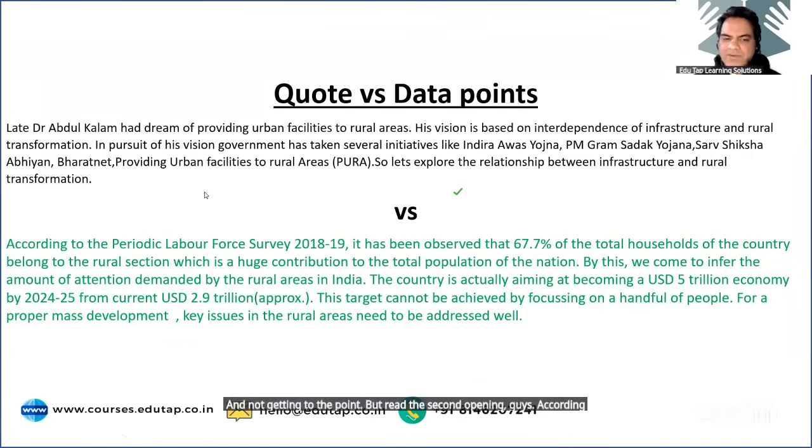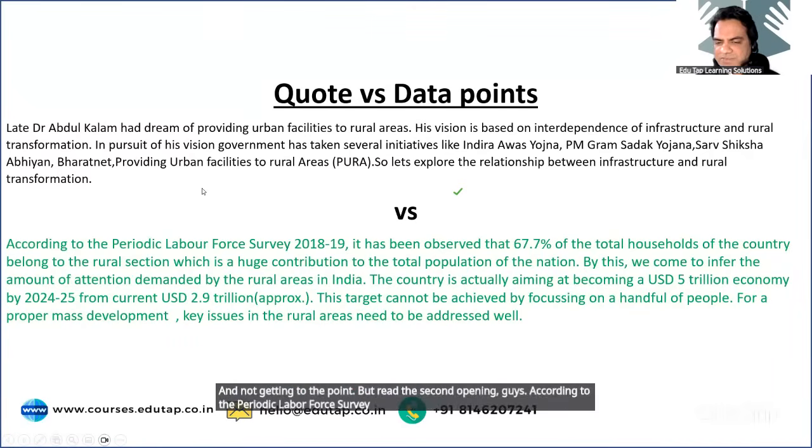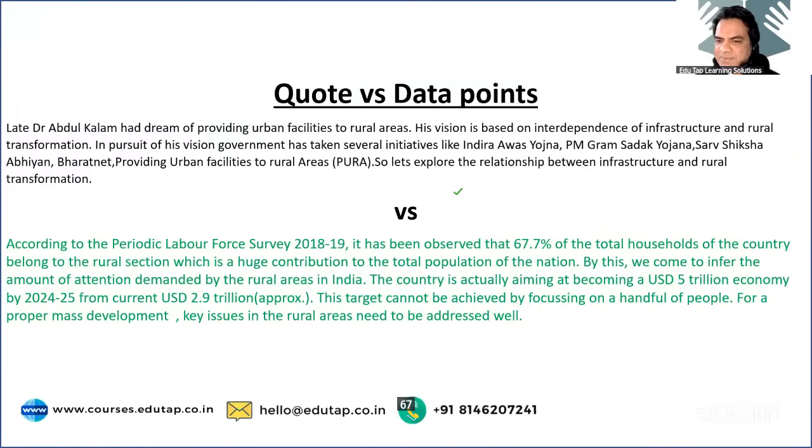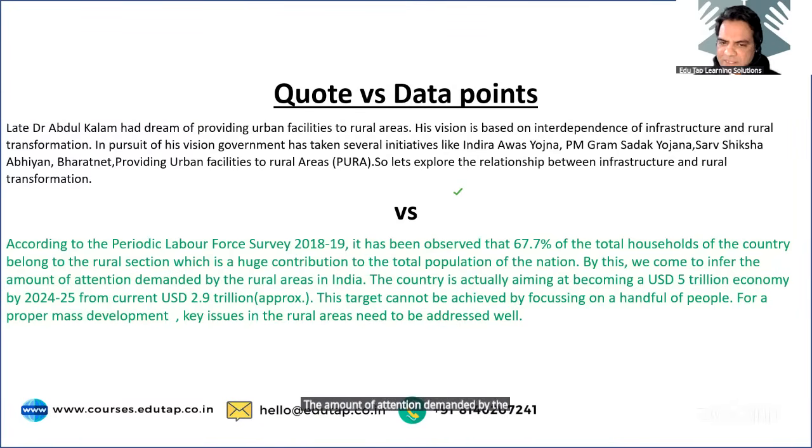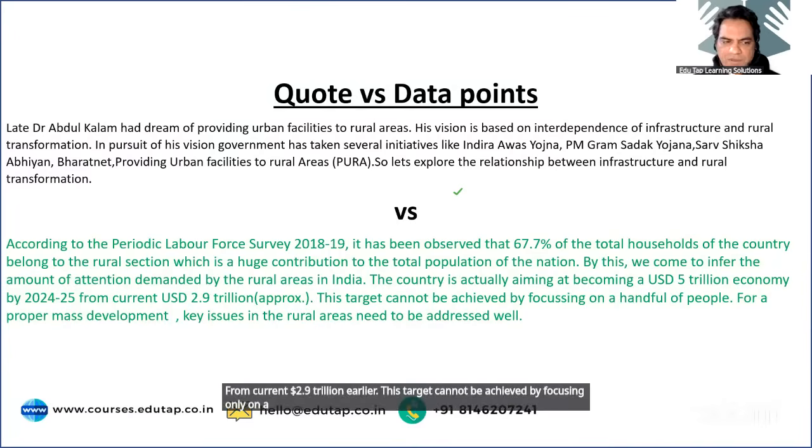According to the Periodic Labour Force Survey 2018-19, it has been observed that 67.7% of the total households of the country belong to the rural section, which is a huge contribution to the total population of the nation. By this, we come to infer the amount of attention demanded by the rural areas in India. The country is aiming at becoming a $5 trillion economy by 24, 25 or 27 now, from the current $2.9 trillion earlier. This target cannot be achieved by focusing only on a handful of people. For a proper mass development, key issues in the rural areas need to be addressed well.